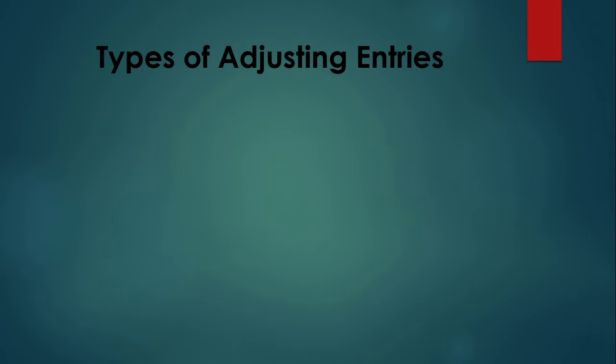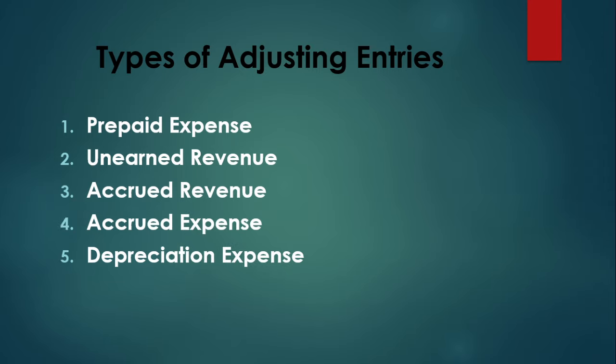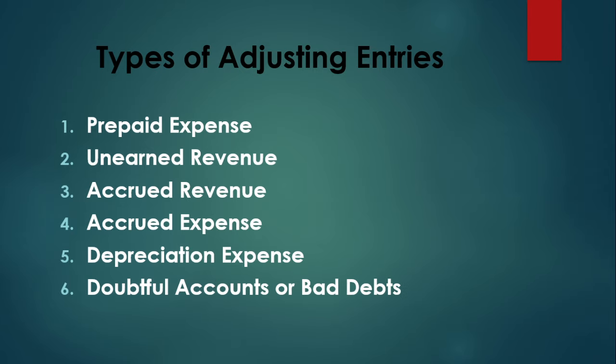So we have 7 types of adjusting entries. The first one is the prepaid expense, the unearned revenue, the accrued revenue, the accrued expense, depreciation expense, and lastly, the doubtful accounts or the bad debts.